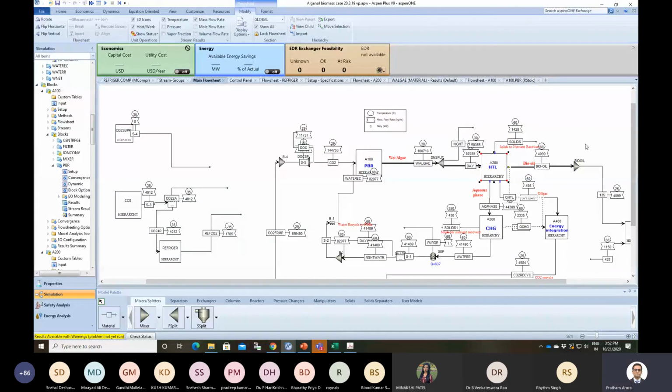So yes, this is what an actual simulation looks like. And most of the reports in the literature that you study regarding biofuels are based on simulations like this.